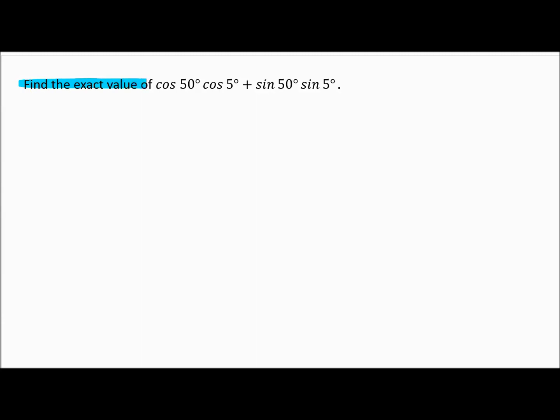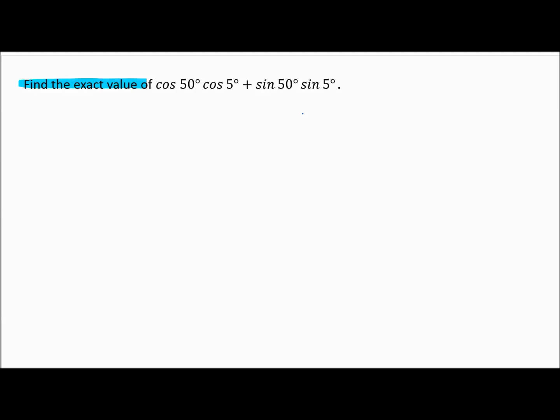Okay? Well, y'all, 50 degrees and 5 degrees are not values on the unit circle. So I'm not going to just jump in and evaluate the cosine of 50 by going to my unit circle and the cosine of 5 by having my unit circle memorized. It's just not going to work. But on the other hand, maybe we can use the sum difference formulas in reverse to figure out what to do with this. First of all, what sum difference formula is this?